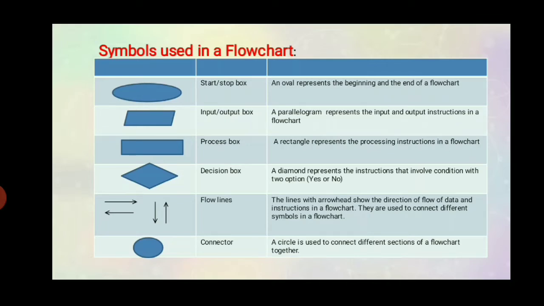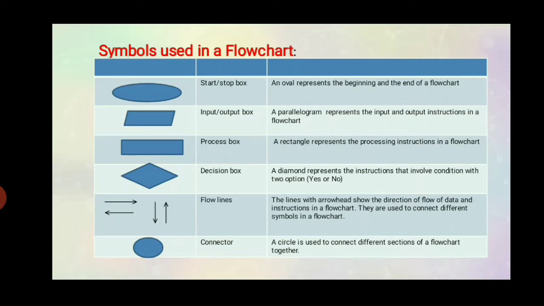And next one, flow lines means the direction of the data, where the data are going. And it is used to connect different symbols in the flowchart. Connector means this circle shape is used to connect different sections of a flowchart. This connector can connect either a decision box with the process box, like that.